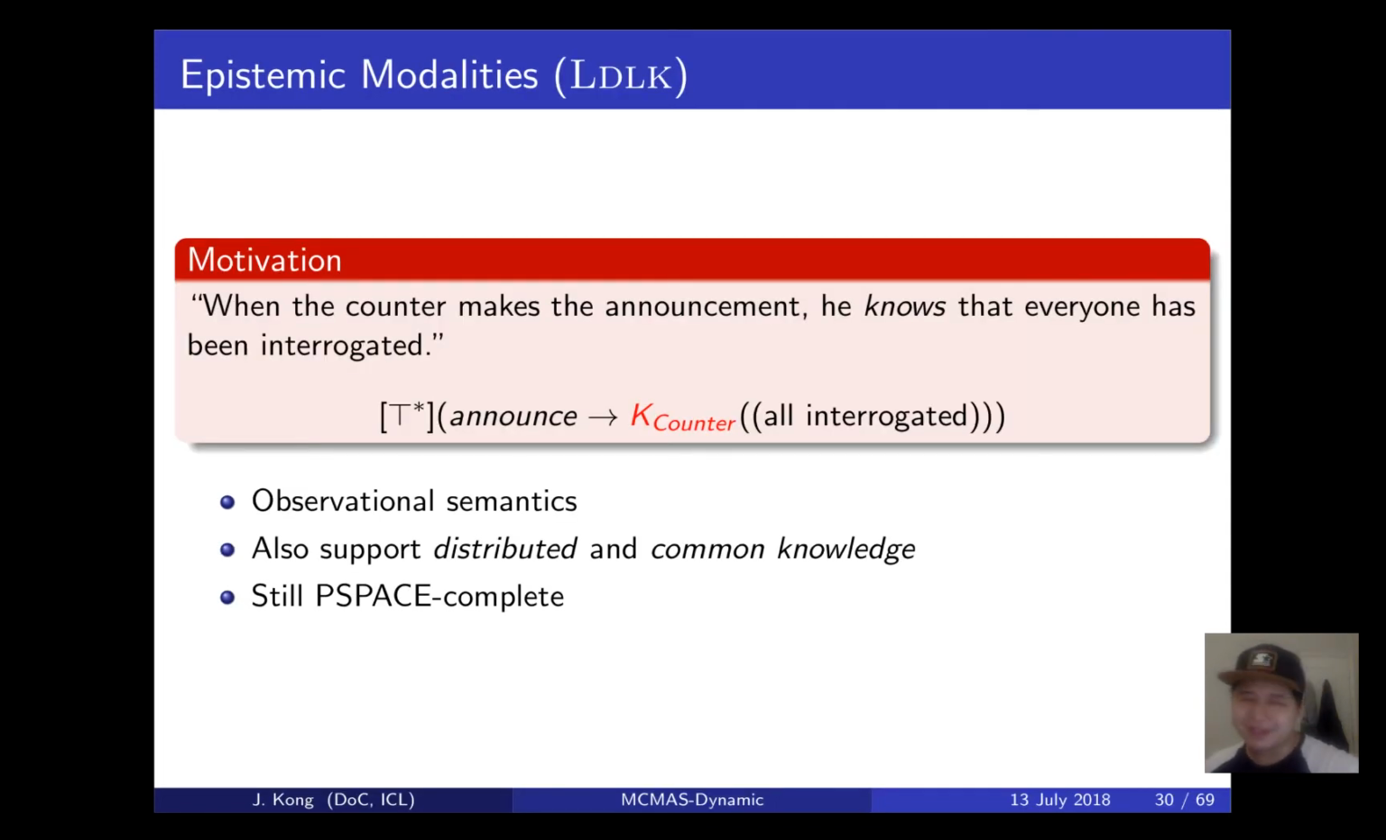So as an extension, we consider epistemic modalities. This allows us to express statements about knowledge. For example, using a prisoners and light bulb scenario, when the counter makes the announcement, he knows that everyone has been interrogated. So we use the standard observational semantics from S5, and we also support distributed and common knowledge. And we show that even when considering these, the model checking problem is still PSPACE-complete.